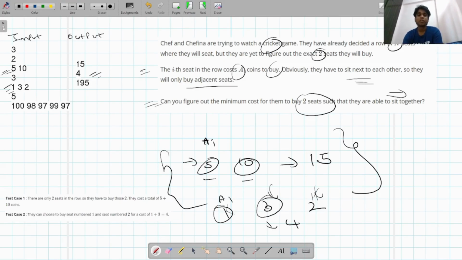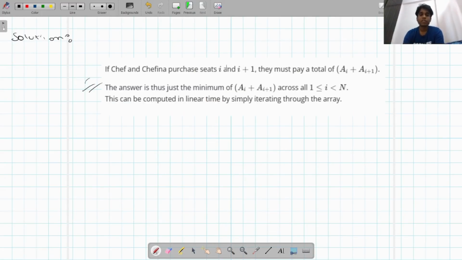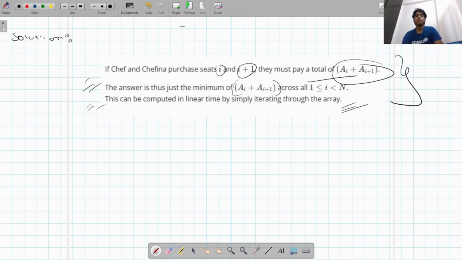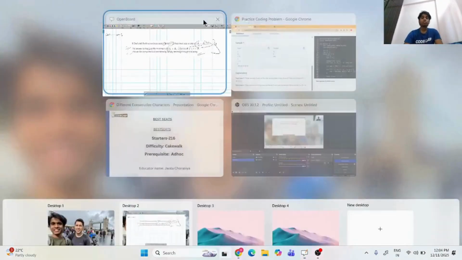Now let's move toward the simple solution. If Chef and Shafina purchase seats i and i plus 1, they must pay a total of A of i plus A of i plus 1. The answer is just the minimum of A of i plus A of i plus 1 across all i from 1 to n minus 1. This can be computed in linear time by simply iterating through the array. Simple, guys. Now let's move toward the simple C++ code.